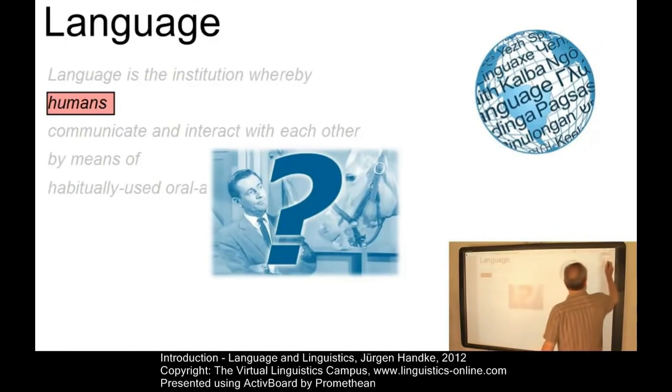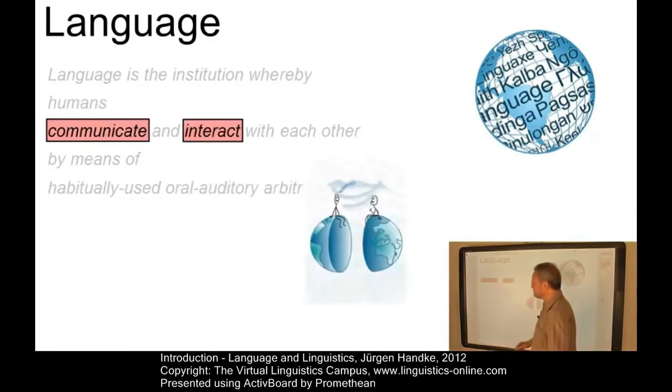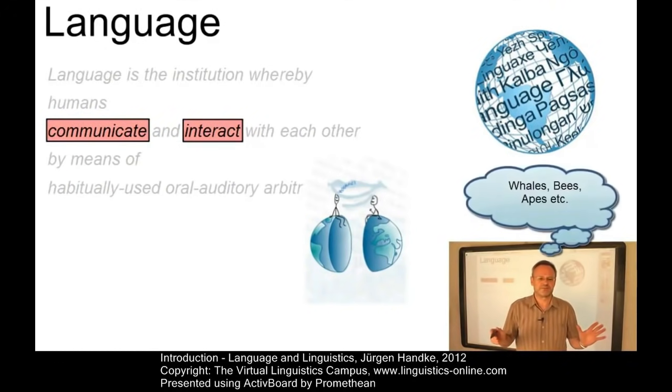Let us move on to the next keyword. Communication and interaction. Certainly, animals communicate and interact, yet the communication system humans use is certainly more complex than that of animals. Just look at the examples of animal communication in the VLC e-learning unit, Language and Linguistics.